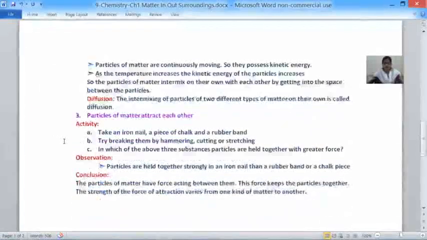Your observation will be that the particles are held together strongly in an iron nail than in a rubber band or a chalk piece. So our conclusion is that the particles of matter have a strong force acting between them. Any particle of matter has a very strong force acting between them. It is this force that keeps the particles together. The strength of the force of attraction varies from one kind of matter to another. So, what is the strength of the force of attraction? It varies from one kind of matter to another kind of matter.